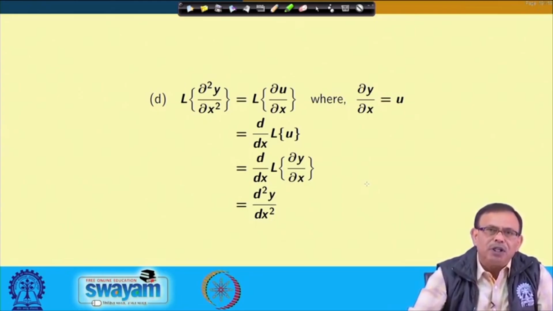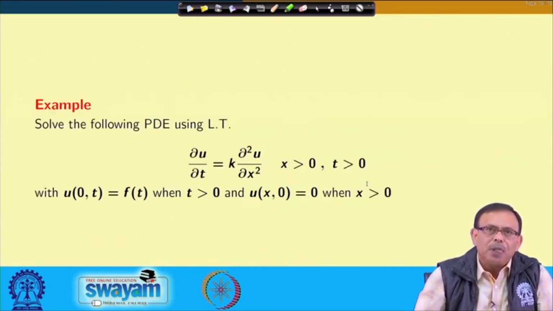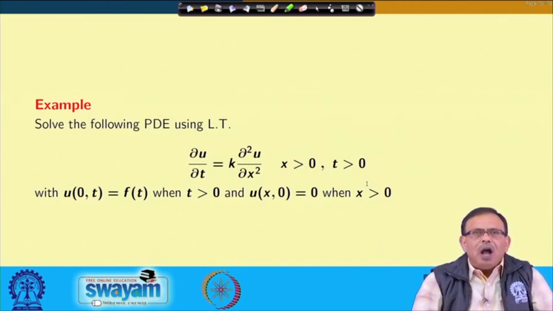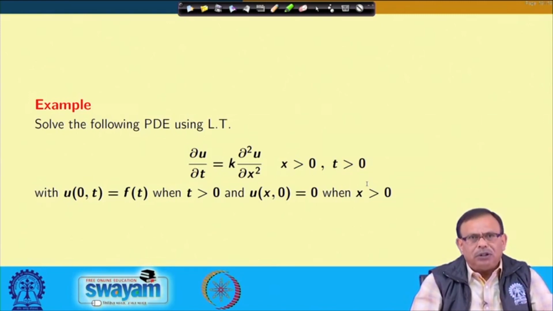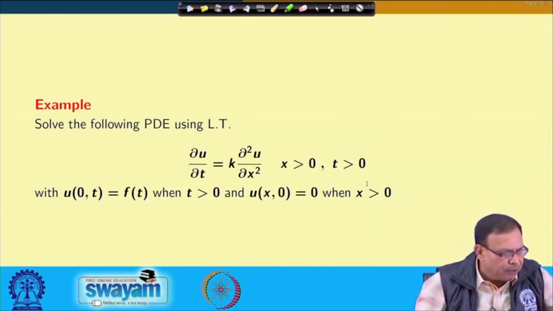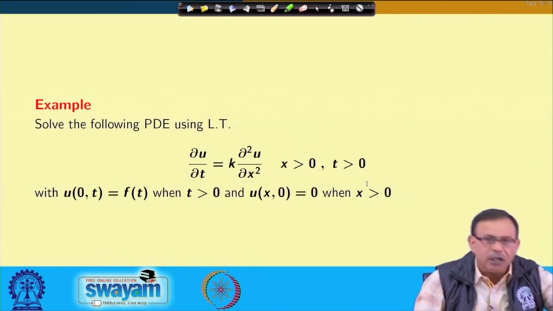For evaluation of these partial derivatives with respect to the Laplace transform, I have to use these four. Now, let us see the first application. I want to solve this PDE. I will take either the heat equation, the wave equation or the Laplace equation one by one. The first equation I am taking is del u del t equals k del 2 u del x square, where both x and t are greater than 0. It is given that u 0 t equals f t whenever t is greater than 0, and u x 0 equals 0 whenever x is greater than 0.